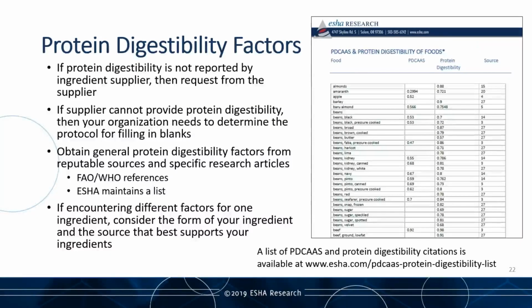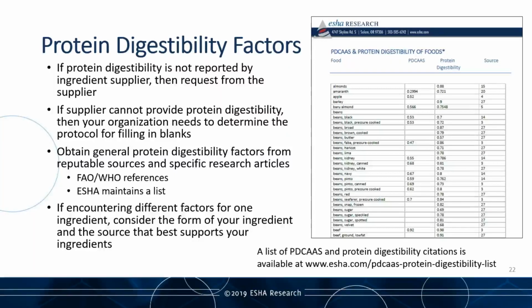Also, for calculating the recipe protein digestibility, you'll need to know the protein digestibility factor for each ingredient that contributes to the total protein. Some suppliers might provide protein digestibility information, maybe especially products that are developed and marketed as protein sources, like single ingredient proteins, concentrates, and isolates. If you don't have supplier provided information, then your organization will want to establish a protocol on how to collect the information that you need.